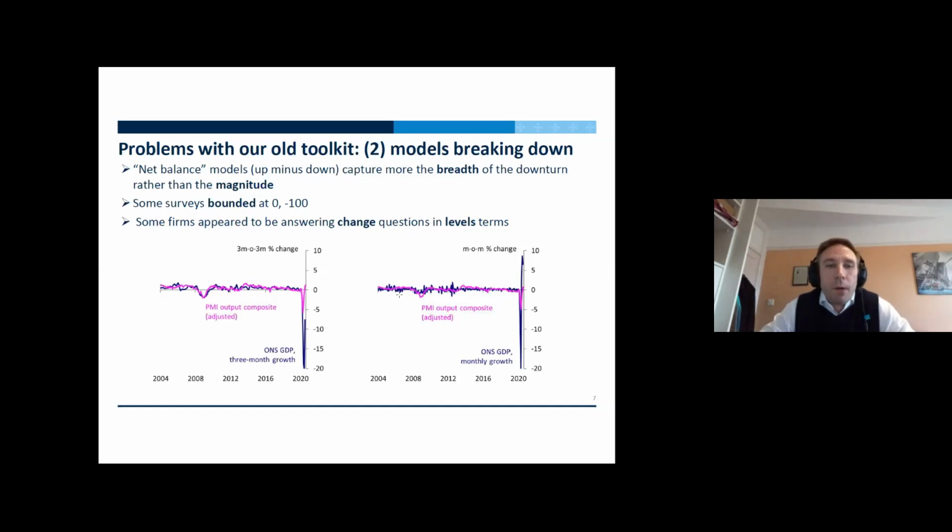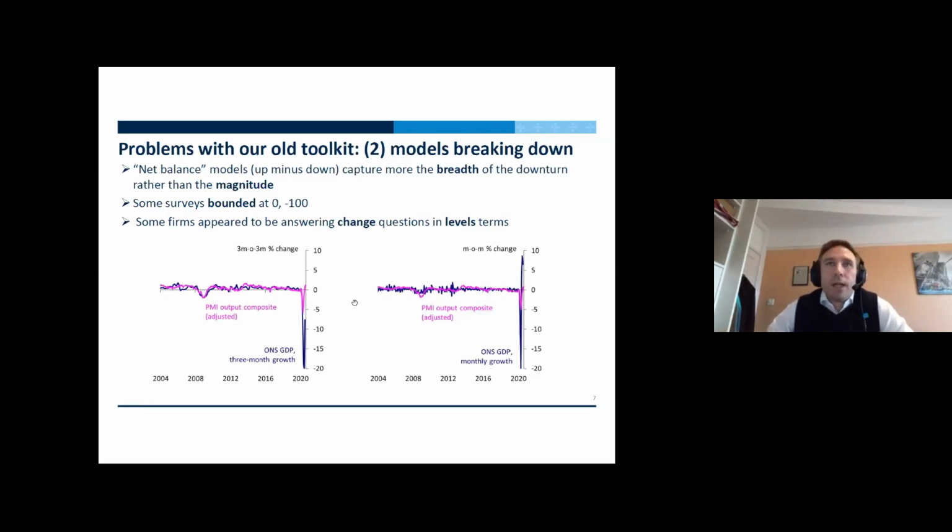Now, you could come up with new quadratic or cubic relationships between the PMIs and GDP if you wanted to, but they would seem a bit ad hoc and without much grounding. And even then, the models wouldn't have fitted very well throughout the last few months as a whole. So basically, both timeliness and old models breaking down are a motivation for exploring faster indicators.